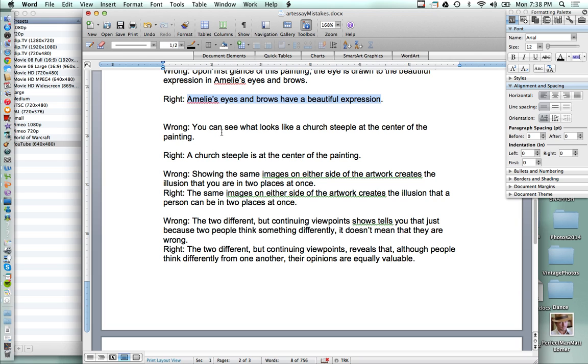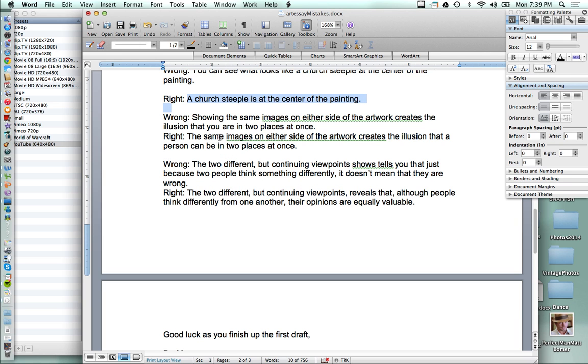Here's another example. You can see what looks like a church steeple at the center of the painting. How do you know that? Are you talking to me? Do you mean yourself? Do you mean I can see? But again, that's just sort of disguised first person. In third person, it should be a church steeple is at the center of the painting.